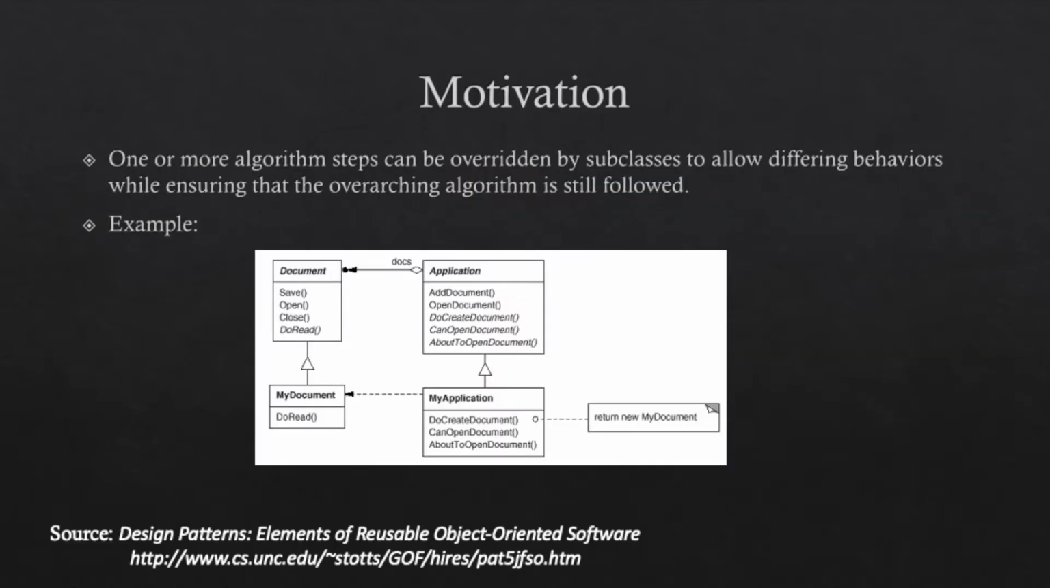Next, motivation. One or more algorithm steps can be overridden by subclasses to allow differing behaviors while ensuring that the overarching algorithm is still followed. So basically, template method pattern is used to create a group of subclasses that must execute a similar group of methods. Looking up the term template by itself gives us a preset format used as a starting point for a specific application or order, so that an item does not have to recreate a whole application each time it is made.